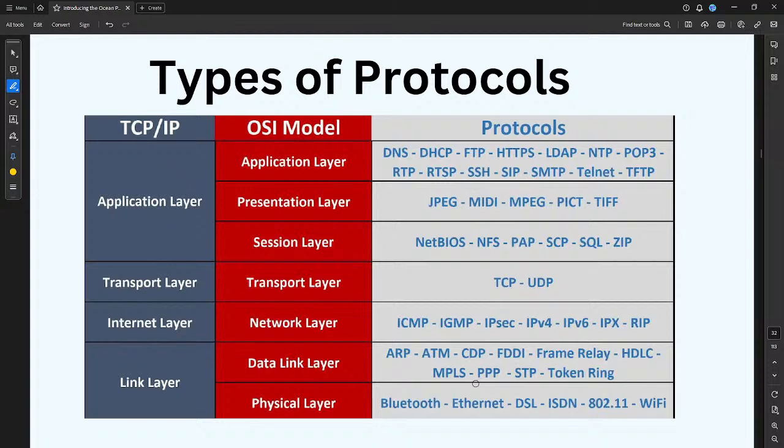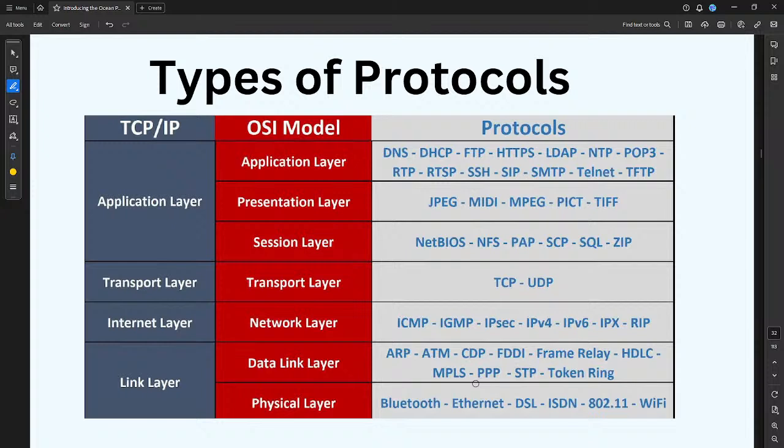Bluetooth. You can connect to the internet through the use of Bluetooth. You can use an Ethernet cable. You can use a DSL, which is a dial-up link. There's the ISDN, and then we have the 802.11, of course, the Wi-Fi. These are the protocols. You want to browse the internet, choose these protocols, and you will get access to the internet. It's as simple as that.